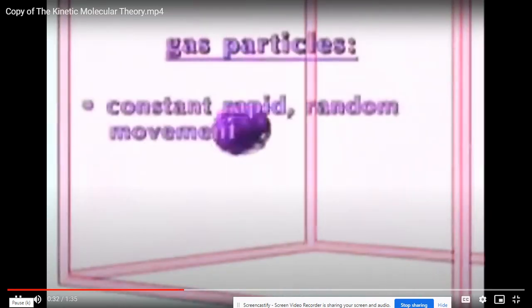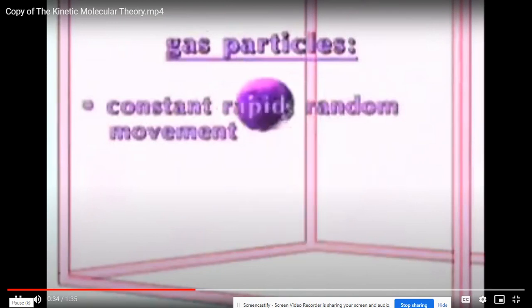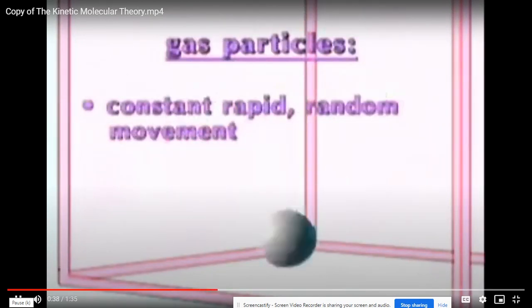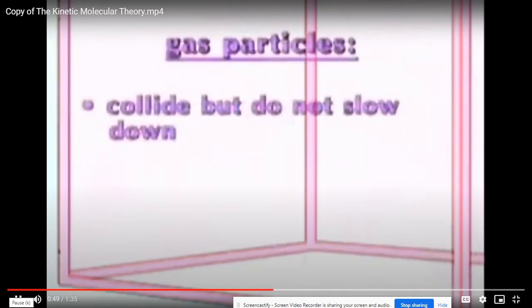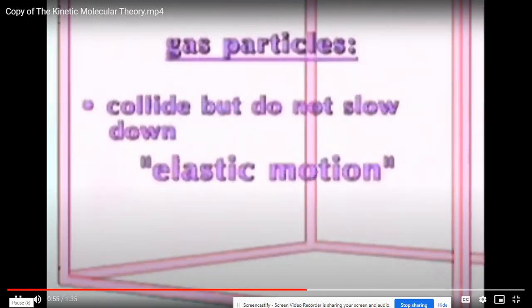The gas particles are in constant, rapid, random movement. This is one of the reasons why gases immediately fill their containers, and why they quickly mix or diffuse together. Because gas particles are in constant motion, they collide with each other and with the sides of the container, but they do not slow down or lose energy. This is called elastic motion.